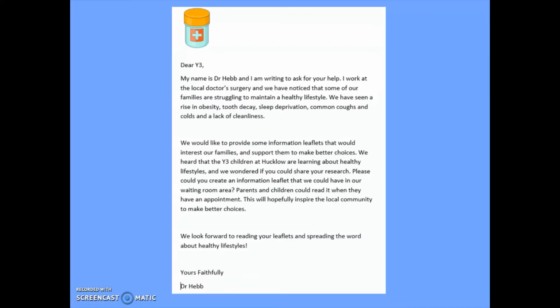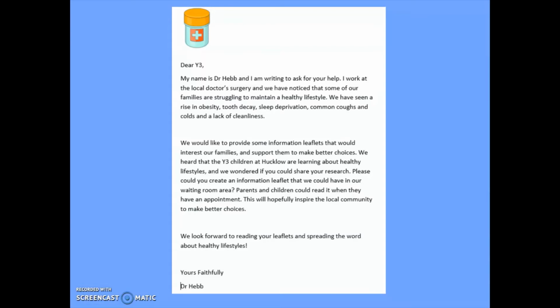make better choices. We heard that the Year 3 children at Hucklow are learning about healthy lifestyles, and we wondered if you could share your research. Please could you create an information leaflet that we could have in our waiting room area? Parents and children could read it when they have an appointment. This will hopefully inspire the local community to make better choices. We look forward to reading your leaflets and spreading the word about healthy lifestyles. Yours faithfully, Dr. Hebb.